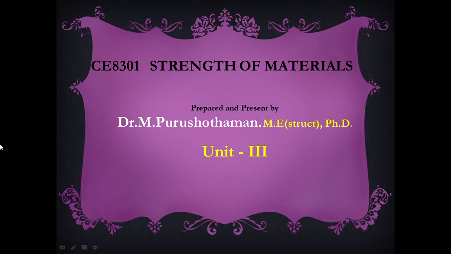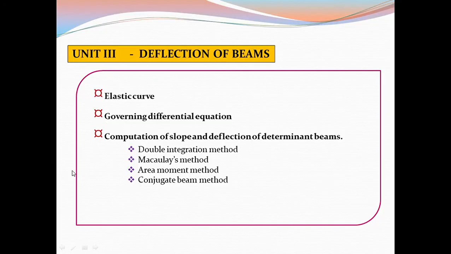This presentation is part 1 of Unit 3 of the subject Strength of Materials. Unit 3 covers the definition for elastic curve, the definition for slope and deflection, proof for the governing differential equation, and finding of slope and deflection for the determinate beams using different methods like double integration method, Macaulay's method, area moment method, and conjugate beam method.